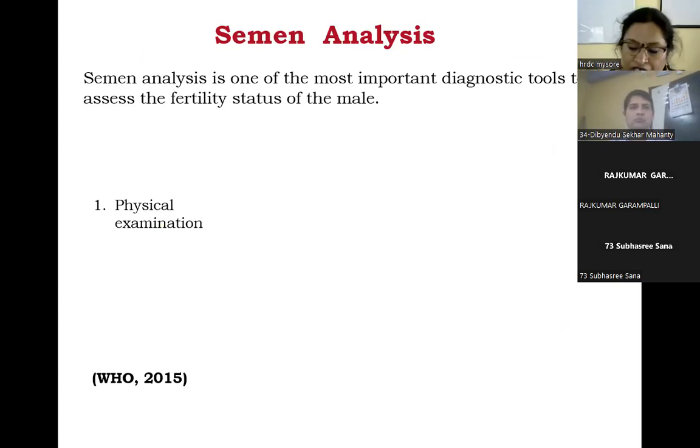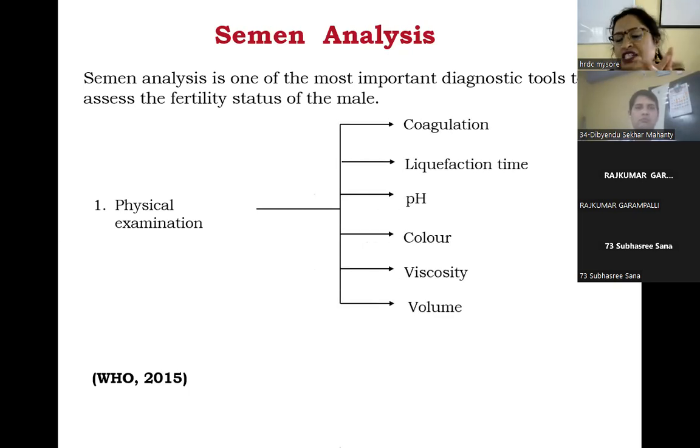So instead of running around the bush, we could design the experiment targeting some of the genes depending upon the semen analysis. Semen analysis is one of the most important diagnostic tools to assess the fertility status of a male. So here we do the physical examination, very interesting.